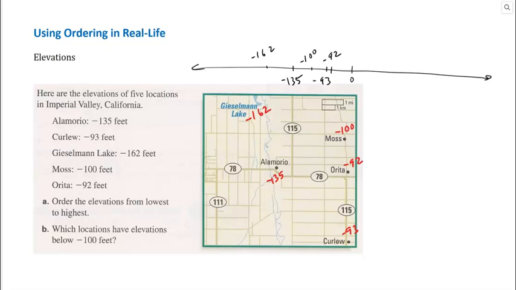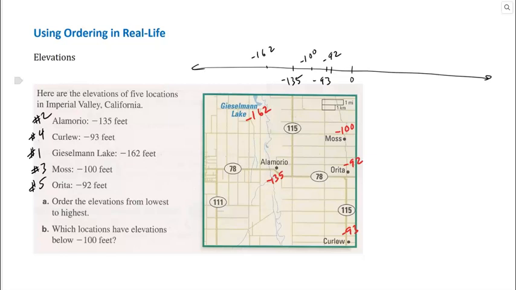So if we put these in order from lowest to highest, then we would say that Gieselman Lake is the lowest, so that would be number 1 for the lowest. Next would be Alamorio, number 2. And then Moss would be number 3. Curlew at number 4. And Orillia at number 5, being the highest.